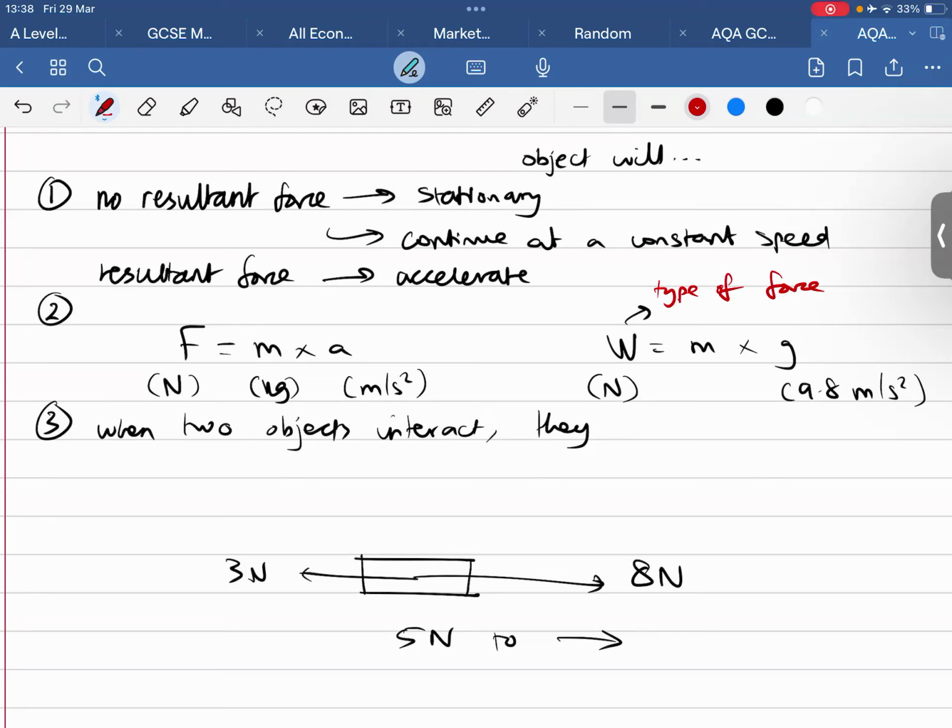And then the third law is just that when two objects interact, they exert equal and opposite forces on each other.